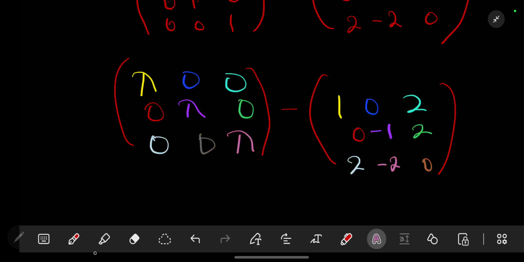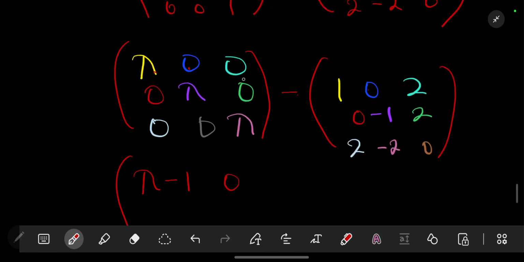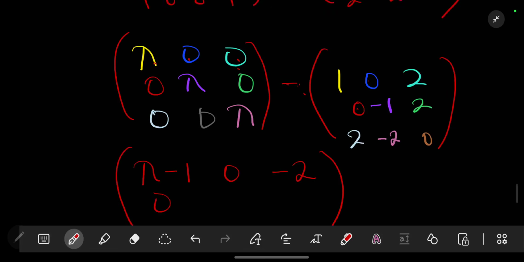So this is how we are going to subtract them. The same colors: we have the yellows, we have lambda minus 1, then 0 minus 0 is 0, then 0 minus 2, which would be negative 2. Then the other one here, 0 minus 0 is 0.